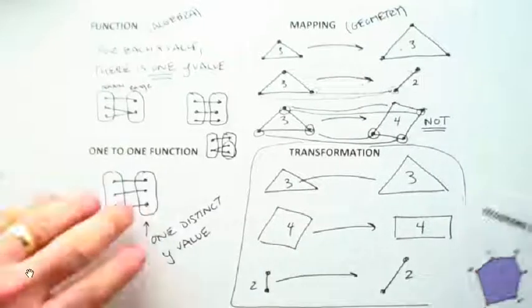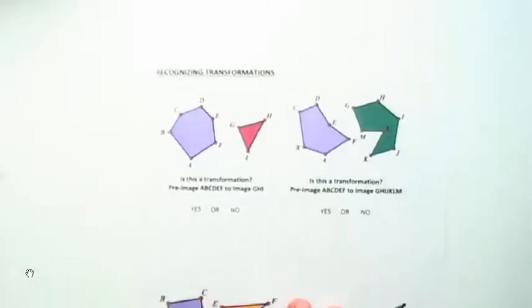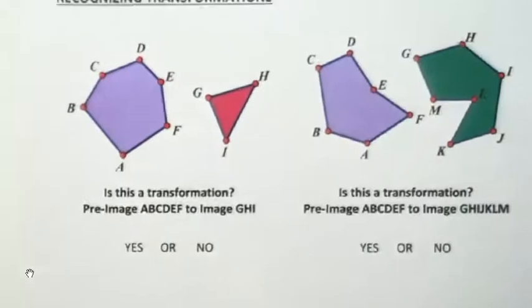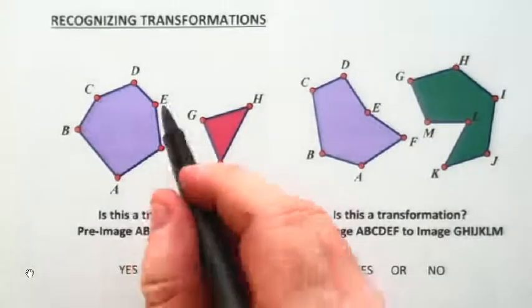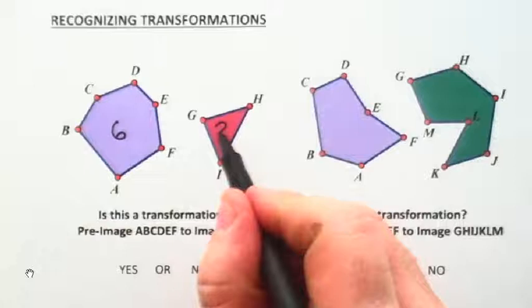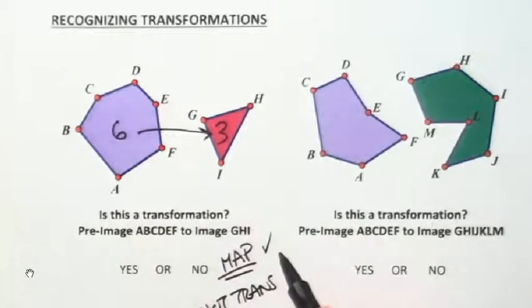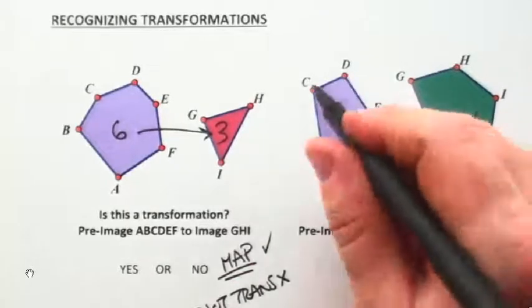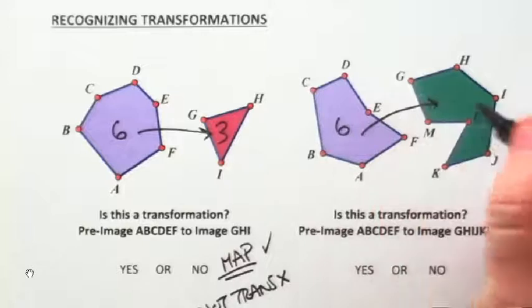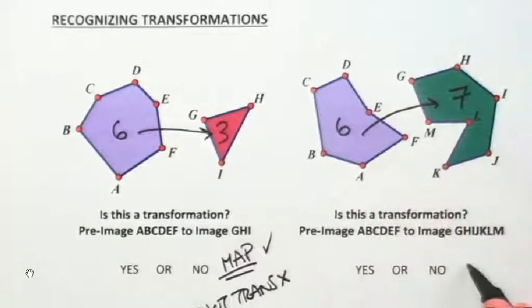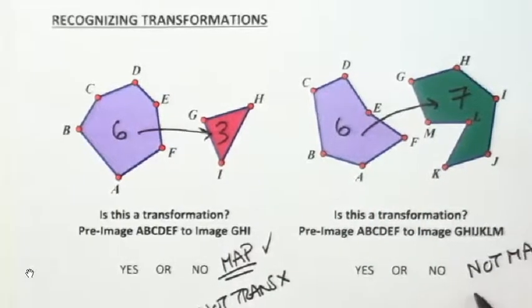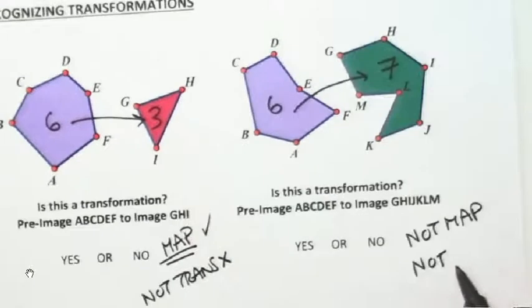Let's finish with a couple examples there. Alright, here we have 1, 2, 3, 4, 5, 6 points. Here we have 3. This is a mapping, but not a transformation. Because 6 goes to 3 is a mapping, but it is not a transformation. This one has 1, 2, 3, 4, 5, 6 points again. This one has 7, I believe. This is not a mapping, and this is not a transformation.